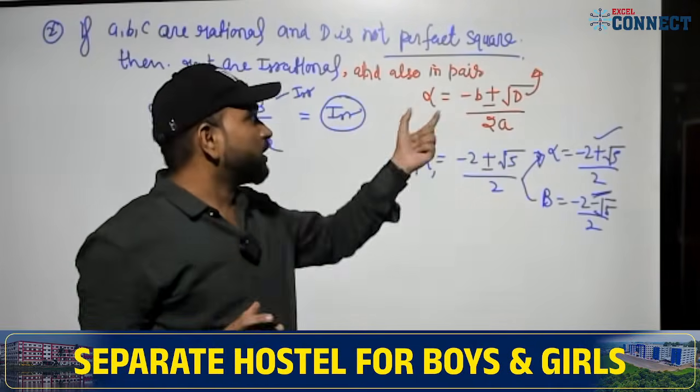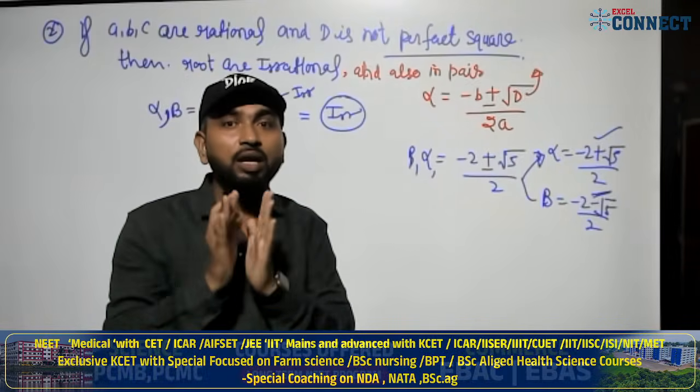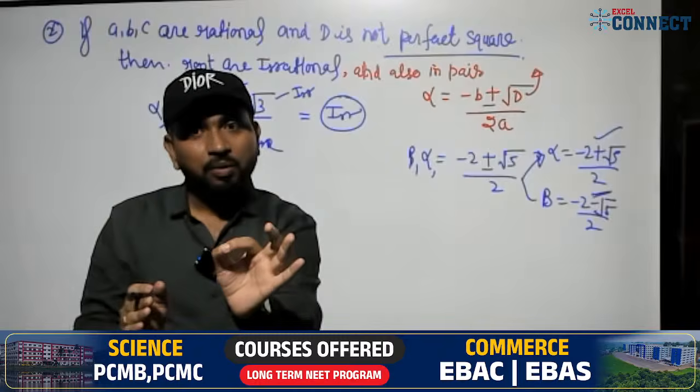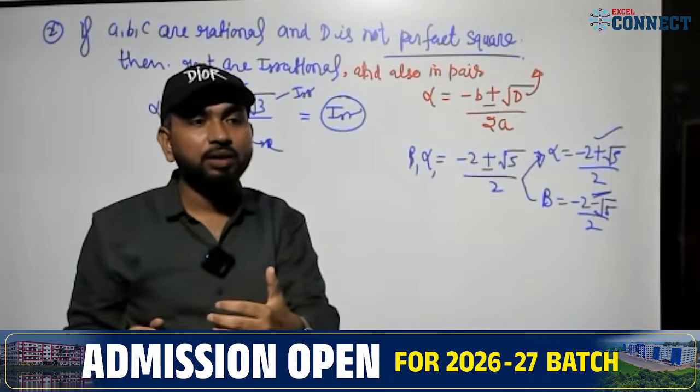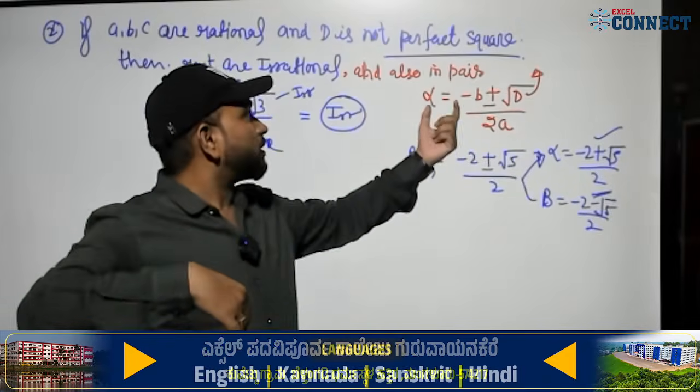It is a very important point, because sometimes in the question they mention only one root, but you need to understand that they are giving one root, but the roots are in a pair.